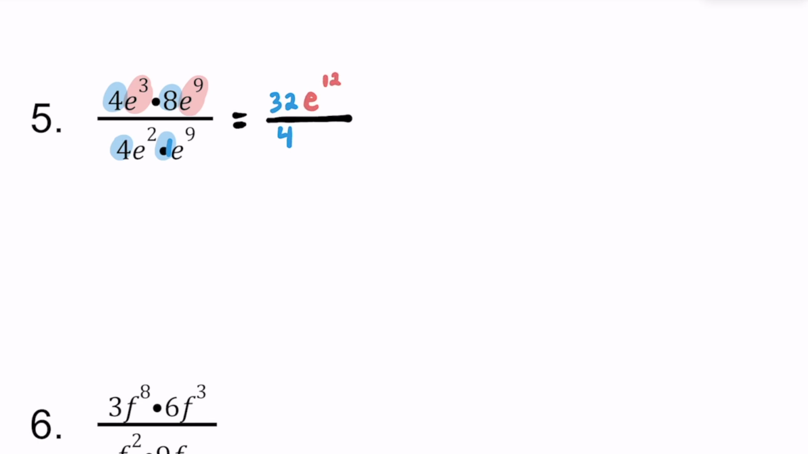All right, and let's use the product property again on the bottom. So e to the 2nd times e to the 9th. Using that product property, 2 plus 9 is 11, so it's going to be e to the 11th power. All right, let's keep going here. It looks like we have a couple things that we have to simplify.